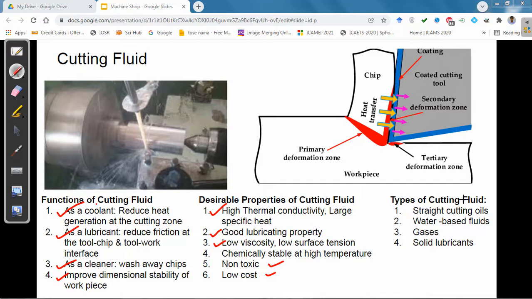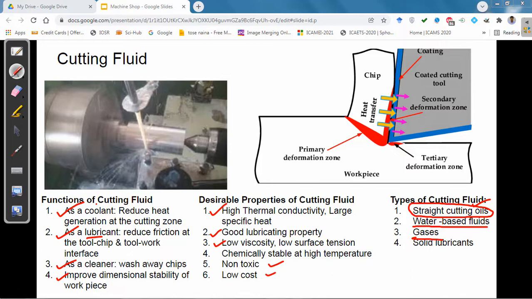Now, types of cutting fluid. If you see that the straight cutting oils, they are suitable for lubricating purpose, you can understand, to reduce the friction. On the other hand, the water or water-based fluids, they are generally used as a coolant, to reduce the heat generation in the cutting zone. Actually, what is done, the combination of these cutting oils and the water-based fluids are used as an emulsion. So that both the effects, coolant and the lubricant, can be utilized.